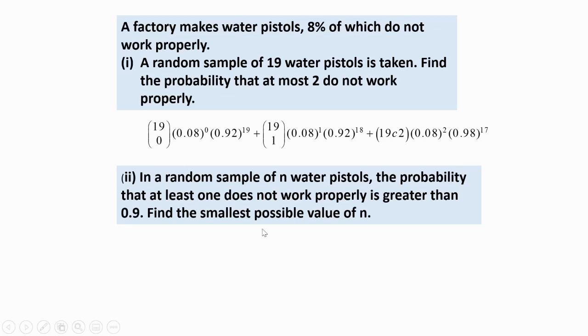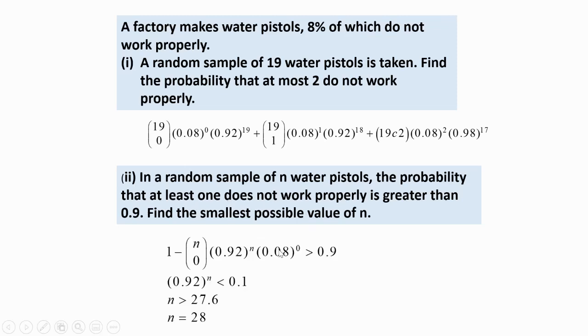Okay, so this question has come up a few times and it seems to catch people. In a random sample of n water pistols, the probability that at least 1 does not work properly is greater than 0.9. Find the smallest possible value of n. The trick with this is that at least 1 is 1 minus the probability of none. So you can say 1 minus the probability of no failures, and you can sub values in. Now nC0 falls away because that's a 1, and 0.08 to the power of 0 is also a 1. So you end up with a nice little equation where you can use logs to solve it.